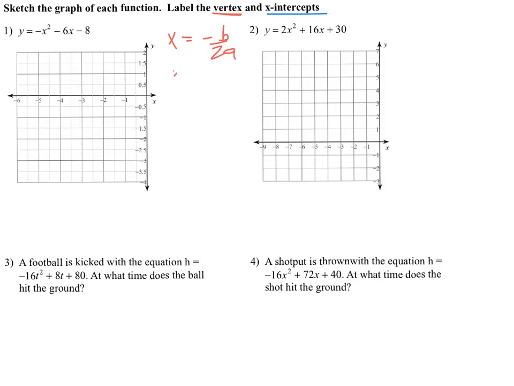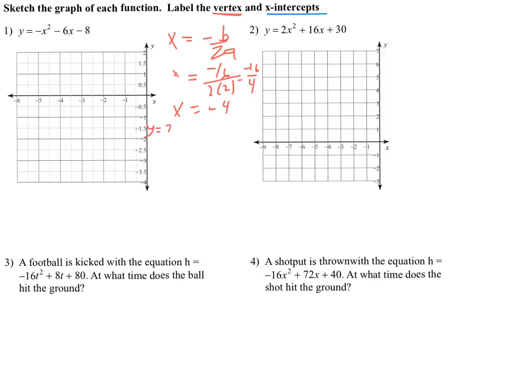So in this case, that's going to be negative 16 over 2 times 2. So that's negative 16 over 4. And so that's x equals negative 4. Make sure I have that as a negative 4. That's just the x value though, so I need to plug that back in to find y.